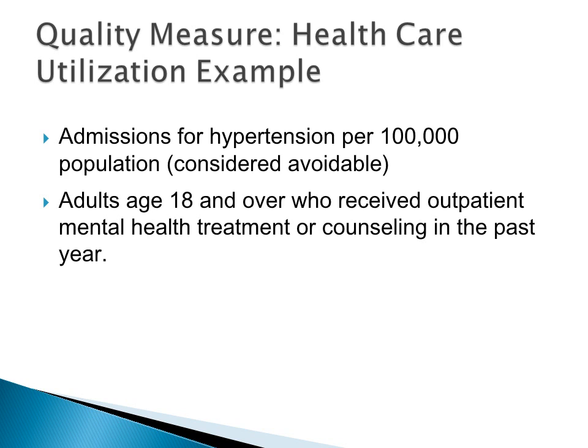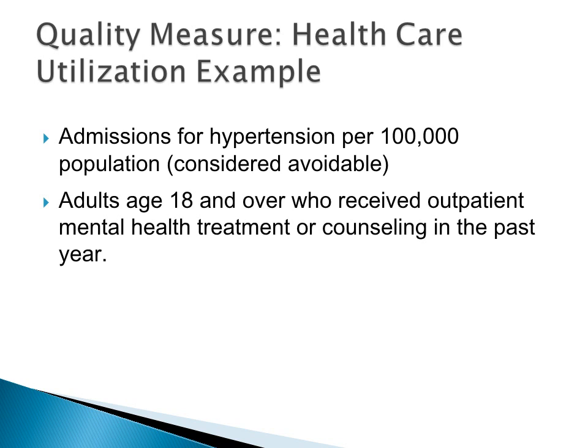Here are a couple of examples of healthcare utilization. Admission to the hospital for the purpose of hypertension. The admission to the hospital with a diagnosis of hypertension is considered avoidable. There's generally no acceptable reason for a person to be admitted to the hospital with a primary diagnosis of hypertension.